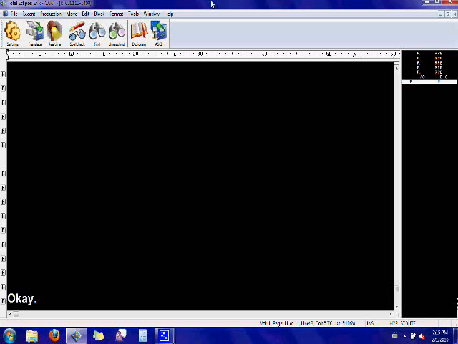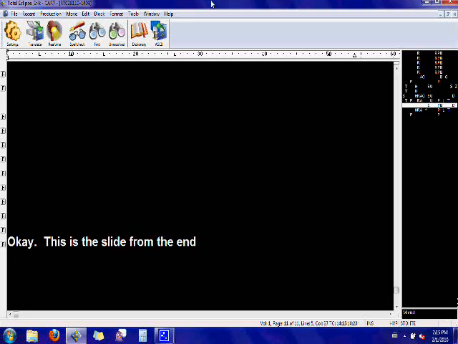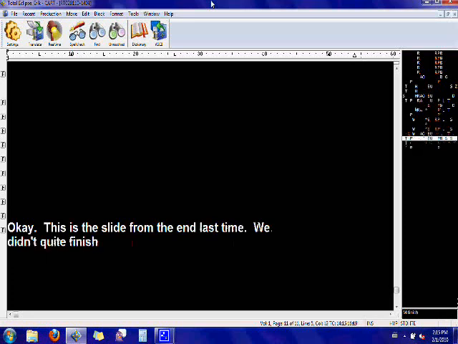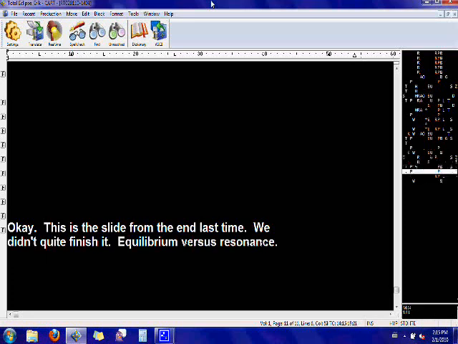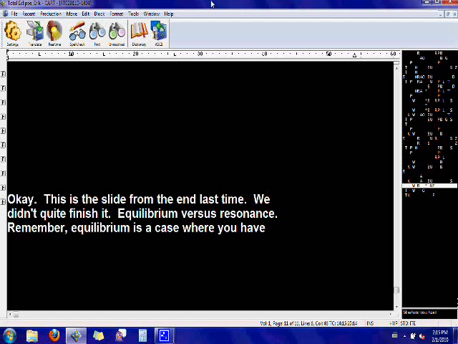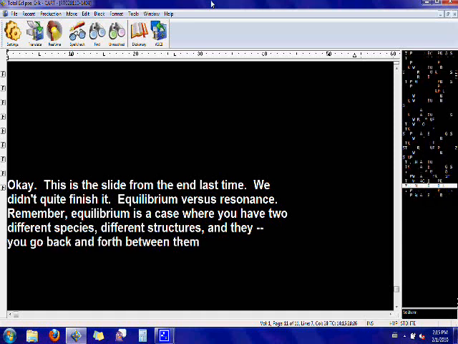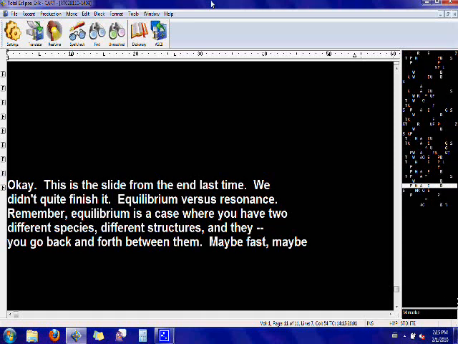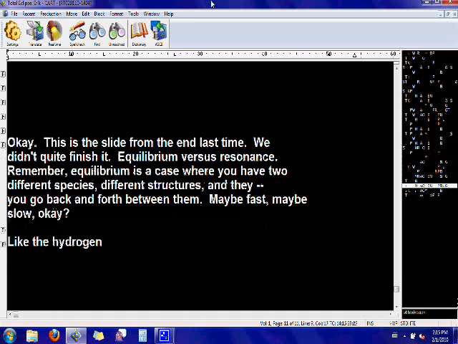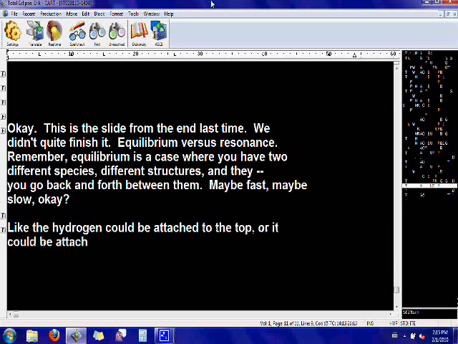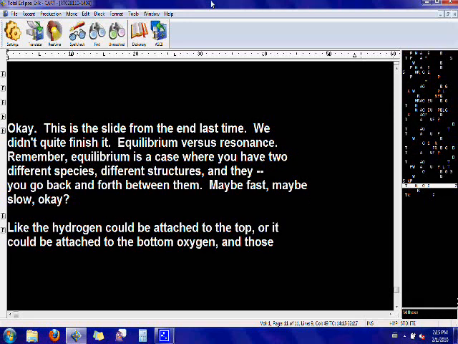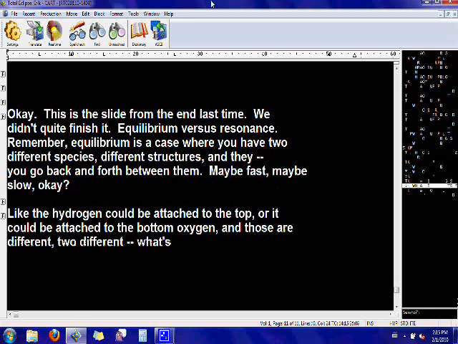This is the slide from the end last time. We didn't quite finish it. Equilibrium versus resonance. Remember, equilibrium is a case where you have two different species, different structures, and you go back and forth between them, maybe fast, maybe slow. Like the hydrogen could be attached to the top, or it could be attached to the bottom oxygen, and those are two different, what's called isomers. We'll get to that later on.